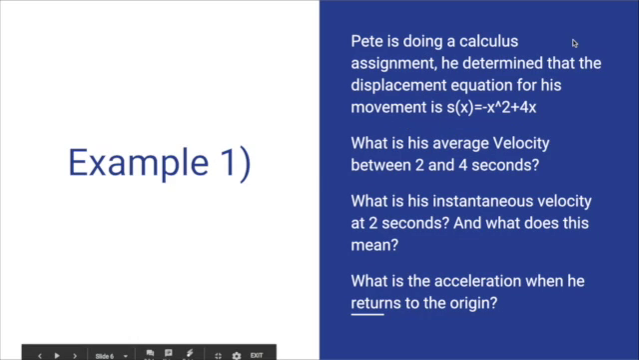A question. Pete is doing a calculus assignment. He determined that the displacement equation for his movement is s(x) = negative x squared plus 4x. What is his average velocity between 2 and 4 seconds? What is his instantaneous velocity at 2 seconds, and what does this mean? What is the acceleration when he returns to the origin?